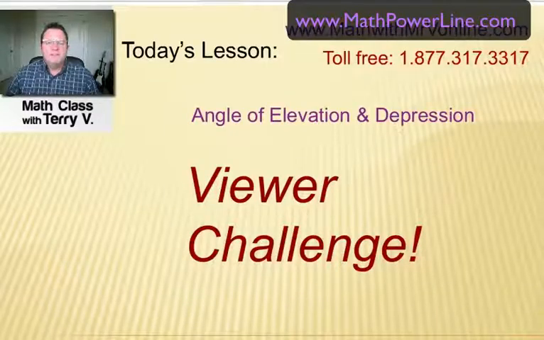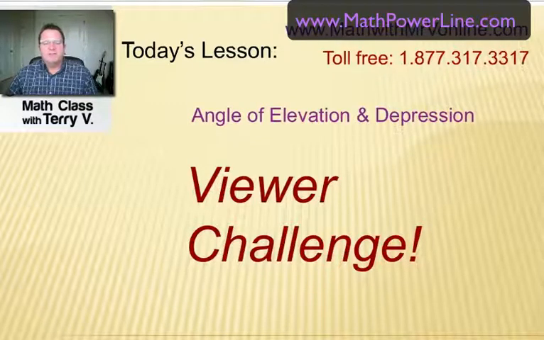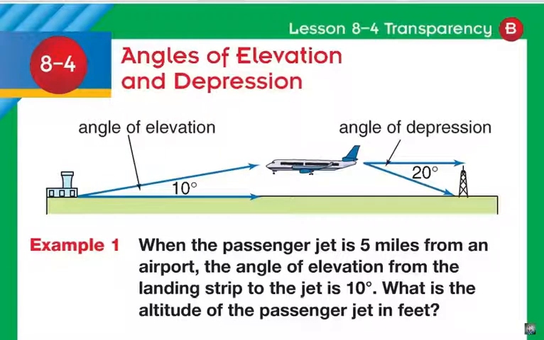All right, this is a viewer challenge: angle of elevation and depression. I have a couple of problems for you to give a shot, so grab your calculator and a piece of paper, and here we go. Both of these involve a jet in the air. For example 1, try that first. When the passenger jet is 5 miles from an airport, the angle of elevation from the landing strip to the jet is 10 degrees. What's the altitude of the passenger jet in feet?